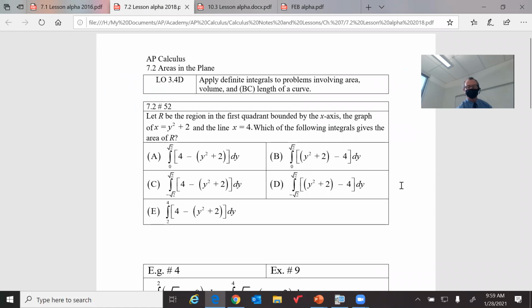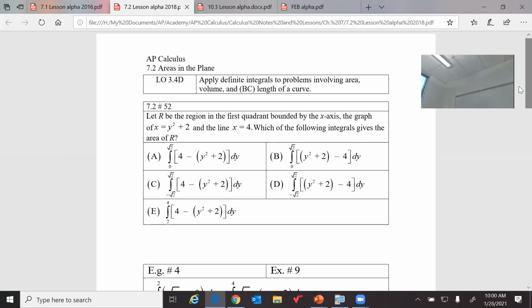Before we go to the PDF, let's just read this question. This is problem 52 at the end of the section. And they're not giving you a picture. They're asking you to think about this.